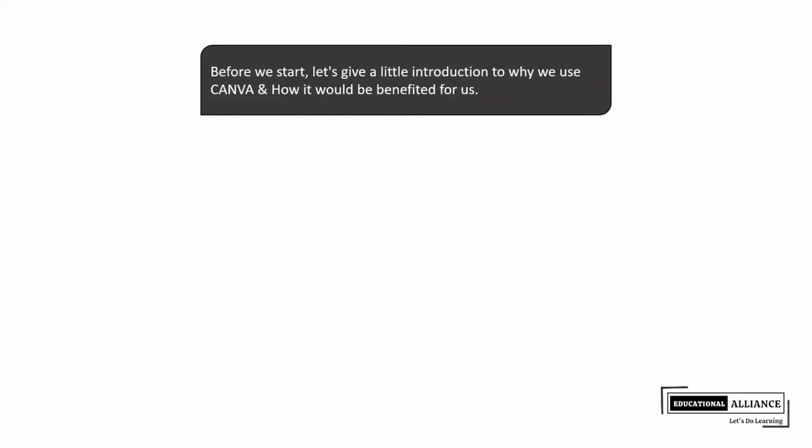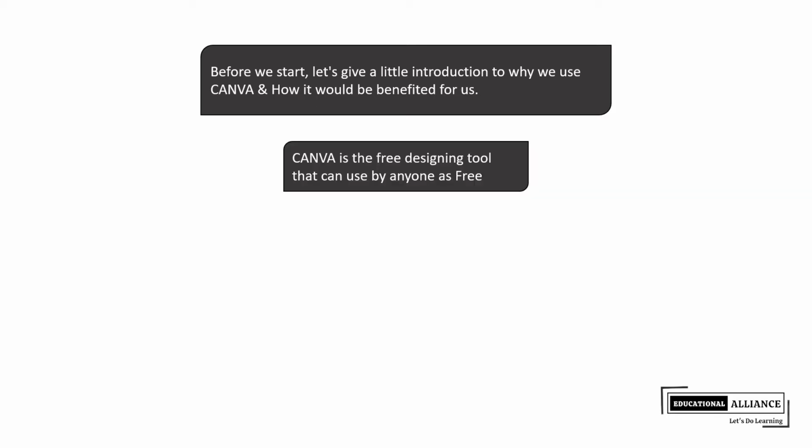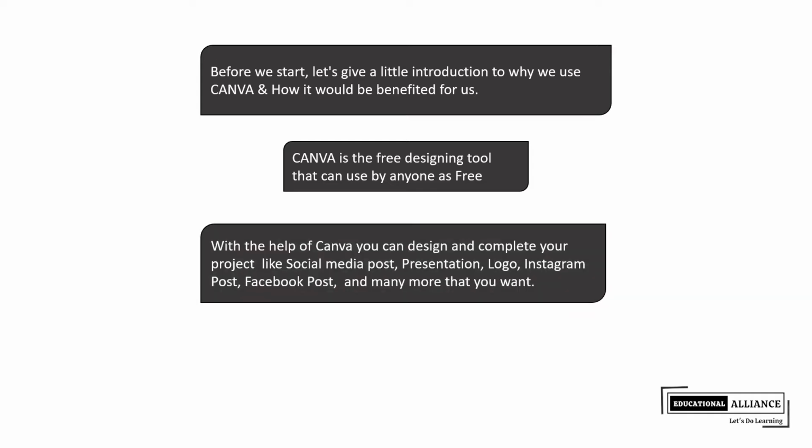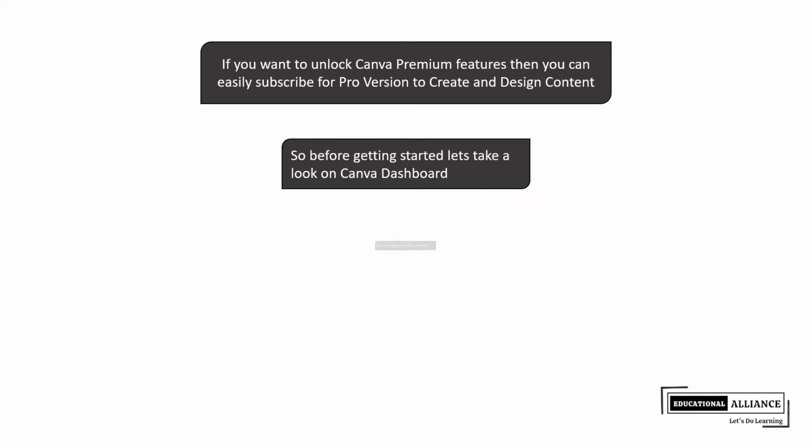Before we start, let's give a little introduction to why we use Canva and how it would be beneficial for us. Canva is a free designing tool that can be used by anyone for free. With the help of Canva, you can design and complete your project like social media post, presentation, logo, Instagram post, Facebook post, and many more that you want. If you want to unlock Canva premium features, then you can easily subscribe for the pro version to create and design content. So before getting started, let's take a look at the Canva dashboard.